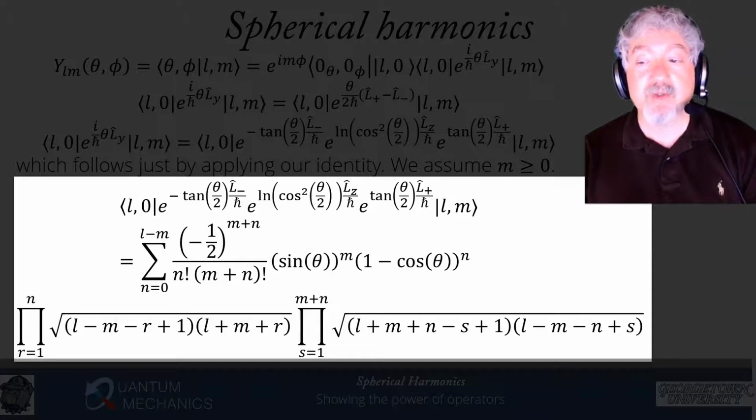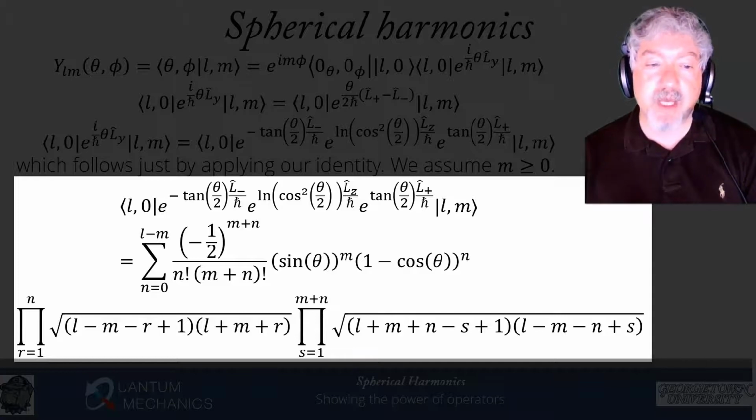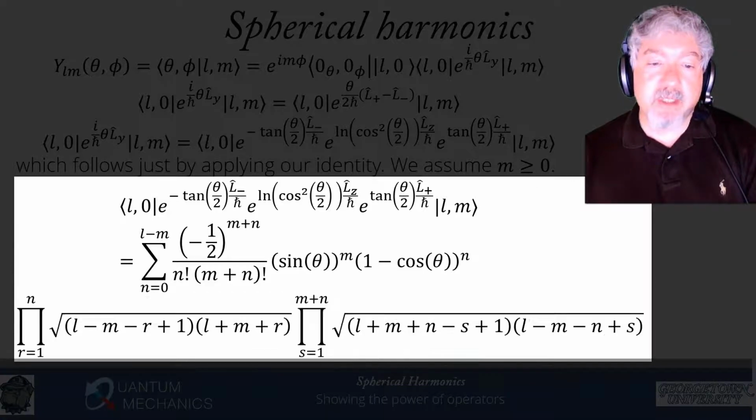I still have the n factorial and the m plus n factorial. I have the sine theta raised to the nth power and a 1 minus cosine theta raised to the nth power. And then I have the product of all these constants. So let's go ahead and work on the product of all those constants. We can rewrite those constants. Let's go back and take a quick look at them. You see I'm going to have a product of L minus M minus R plus 1. When R is equal to 1, that's L minus M. When R is equal to N, that's L minus M minus N plus 1.